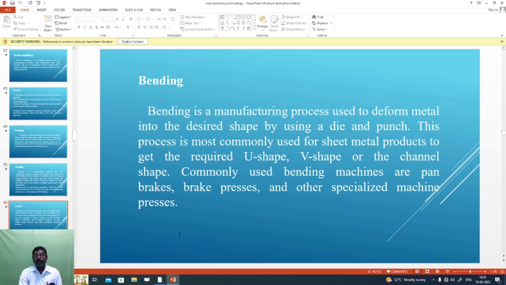Then bending. Bending is a manufacturing process used to deform metal into the desired shape by using a die and punch. This process is most commonly used for sheet metal products to get the required U-shape, V-shape or channel shape. Commonly used bending machines are bend brakes, brake presses and other specialized machine presses.